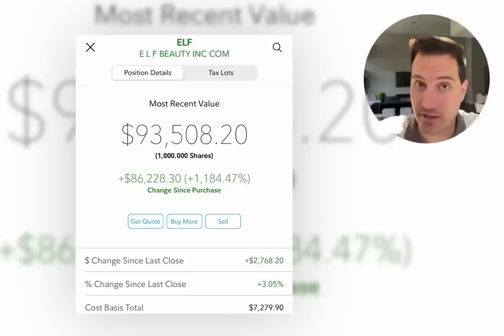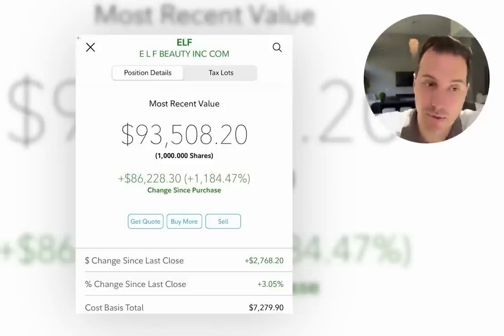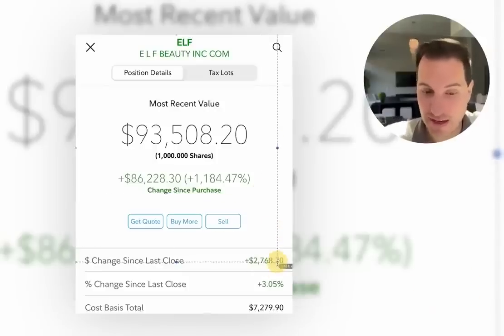I don't know what stock it is. I don't know what stock you bought and have been buying, and hopefully you've been building out a great portfolio of 10, 15, 20 stocks. But you might have an ELF in your portfolio, like I do, right?